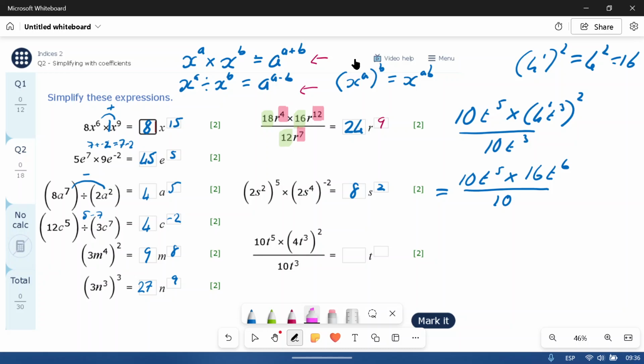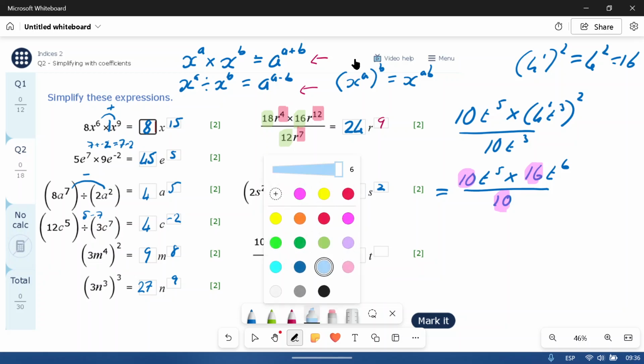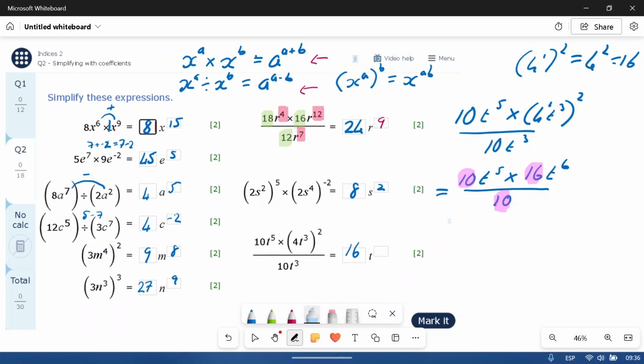Okay, let's break it up again. Let's just do the numbers first. Okay, and this is a bit silly because you do 10 times 16 divided by 10. So you cannot do one thing with 16 and then you do the opposite. Okay, so it just gets you back to 16, doesn't it? Okay, so the number will be 16. Then let's deal with the powers. Okay, of course I forgot the t cubed, forgot to copy it.